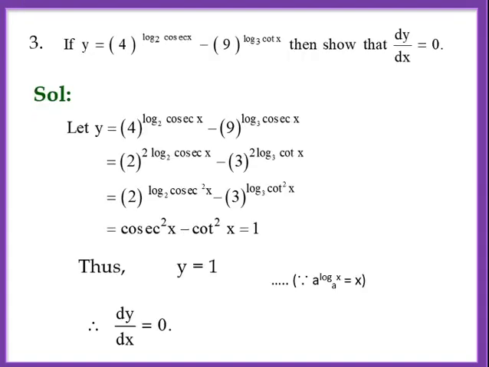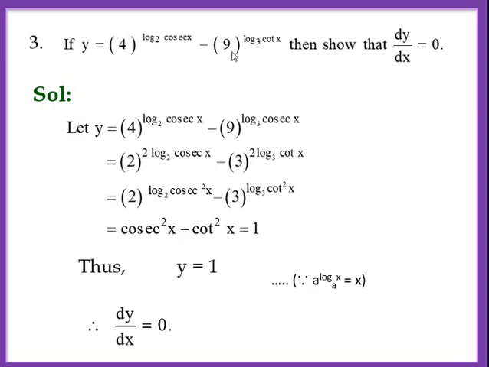Now this is a good one. If y equals 4 raised to log of cosec x to the base 2 minus 9 raised to log of cot x to the base 3, show that dy/dx is 0. From this you can infer that y must be a constant only. Then and only then its derivative will be 0. So try to express this as a constant.